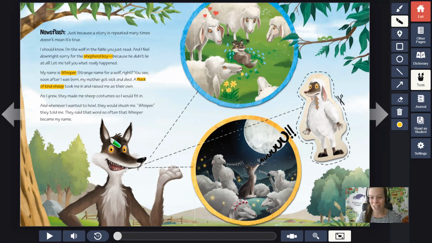All right, so we already have some characters, so you could be writing those down. We have our shepherd boy, we have Whisper, and we have the flock of kind sheep that took him in.